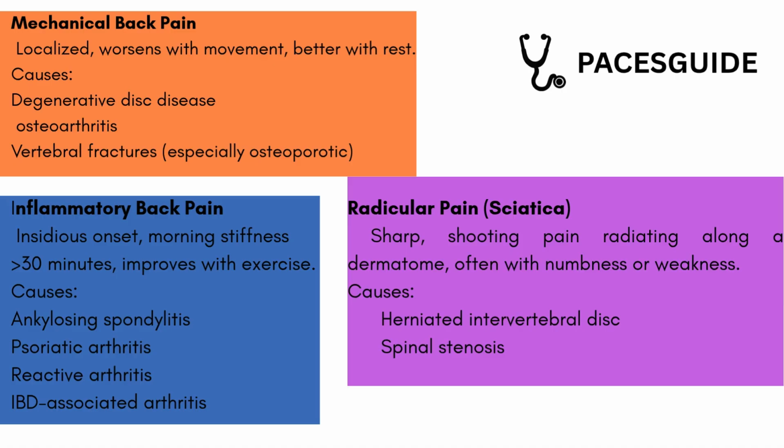So if the patient mentions it radiates down the leg, you can ask, okay, do you have any numbness or tingling with it? And that can be seen in spinal stenosis or disc herniations. These are sciatica or radicular pains.